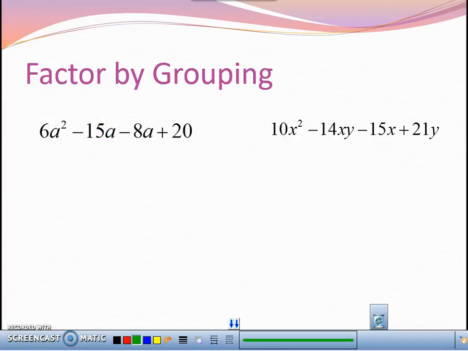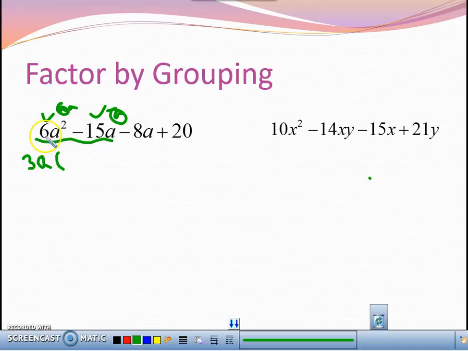Let's go to the next slide and try these two problems. This one has a minus in between two terms. So again, once again, let's copy. And there are 4 terms. So let's try the first two. So GCF of 6 and 15 is 3. So write that. And then a squared means a times a. And then you have 1a in common. So you have GCF for the variable. So that's 3a, always GCF in the front.